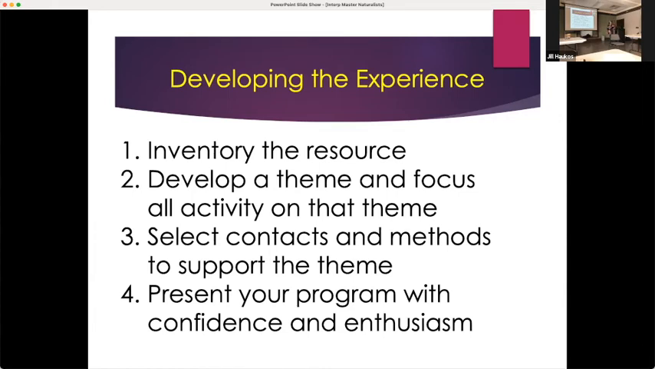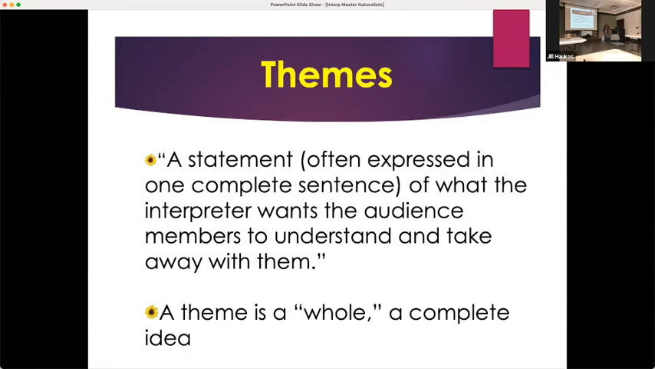Develop a theme and focus all activity on that theme. So that's the story part of that. Whatever your theme is for your talk or your trail walk, all the information that you are sharing needs to be focused on that theme. And we're going to write a theme together so that you understand what I'm talking about. Then you pick who you're going to talk to and how you're going to talk to them based on that theme, okay? And then, yes, the passion comes in. You present it with confidence and enthusiasm, even if you're scared to death. Even if you're nervous and you're not a person that likes to get up in front of people, it's okay. Pretend. I'd say, peel the band-aid. You're going to be fine.